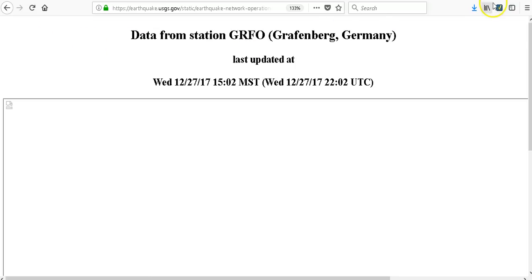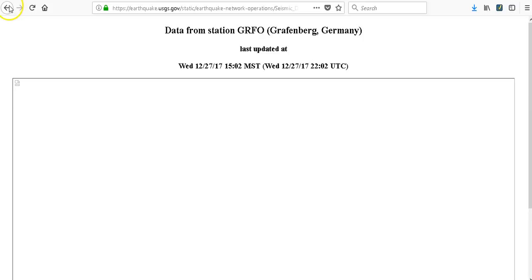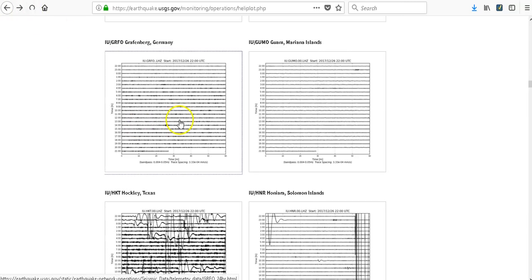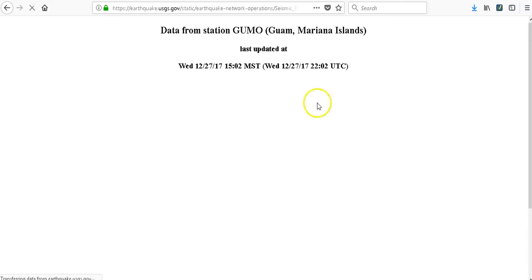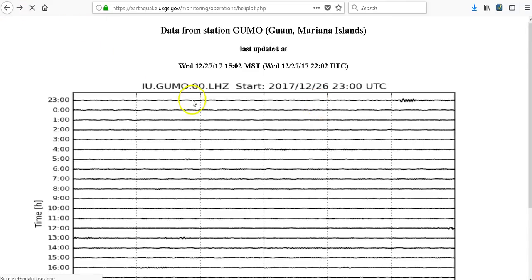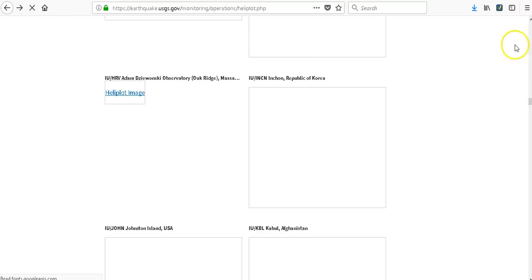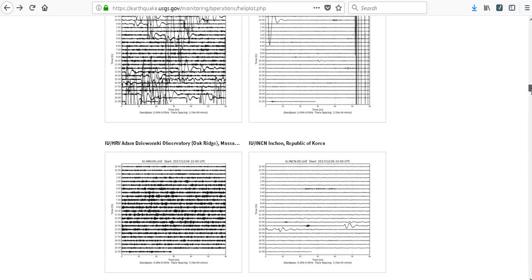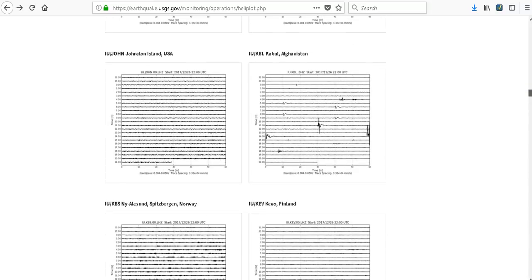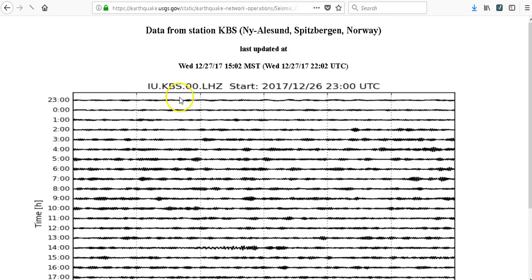Wait, it won't show me the picture? Why won't it show me the picture? Wait a second. Mariana Islands is working. Let's go to Germany. For some reason, Germany's not working anymore. God knows why. That's weird. Why did Germany stop working? Well, where's Norway? Here's Norway right here. Let's click on Norway.